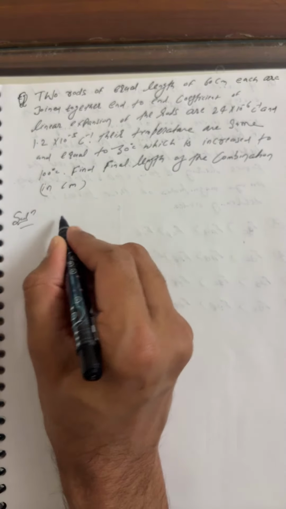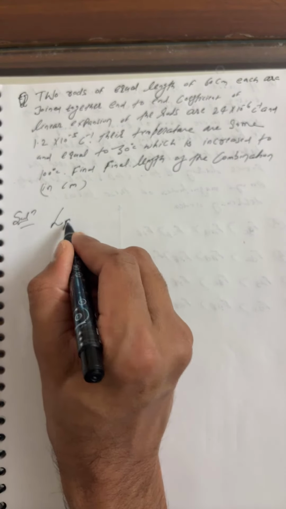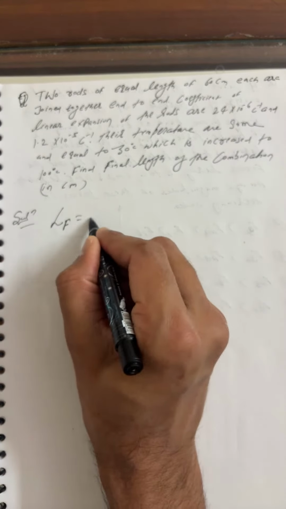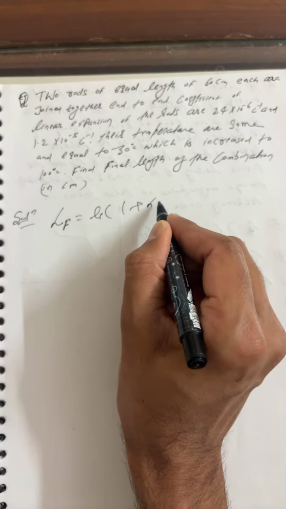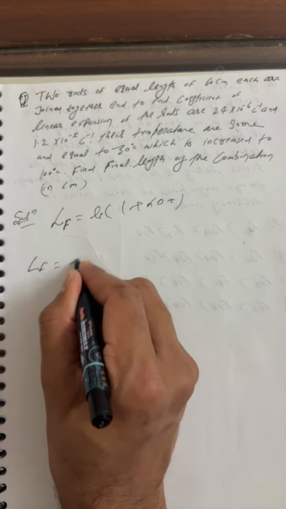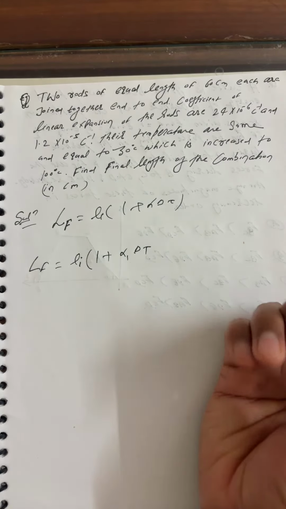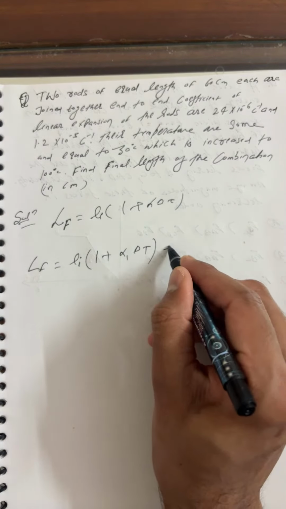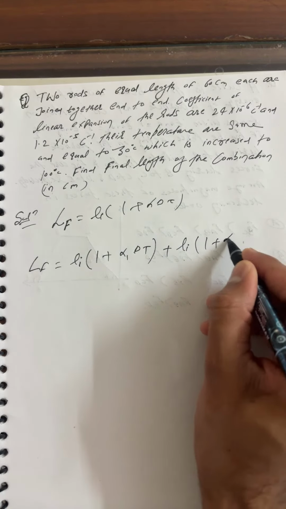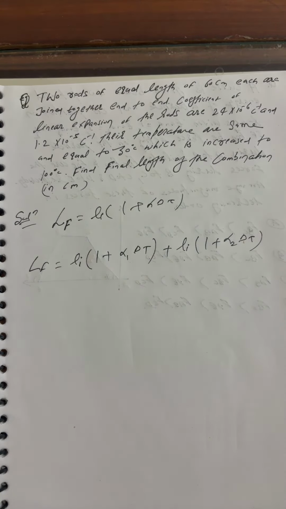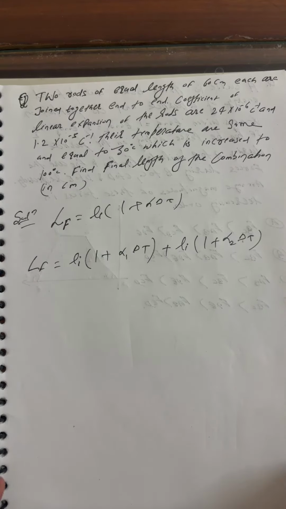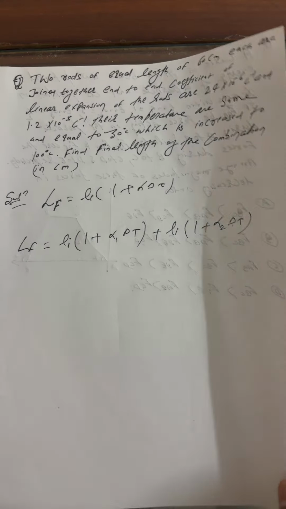I hope I said the formula in the classroom. If you have the temperature, the final length is L initial times 1 plus alpha delta T. So the final length is L initial 1 plus alpha 1 delta T, plus L initial 1 plus alpha 2 delta T. Now students, you can solve it finally and you will get the answer. Now I'm going to move to the next question.